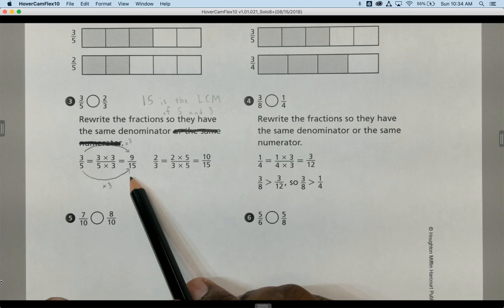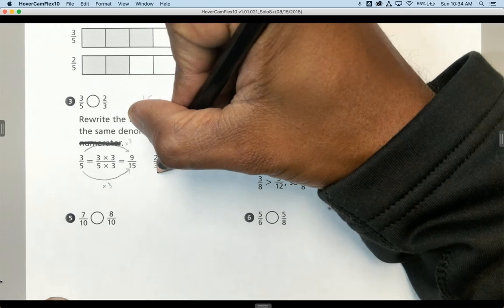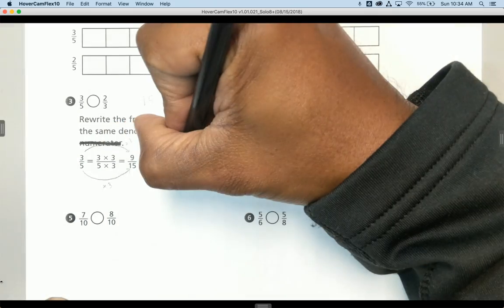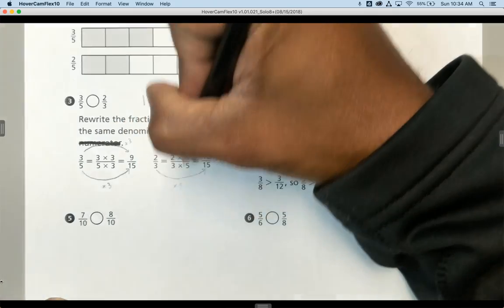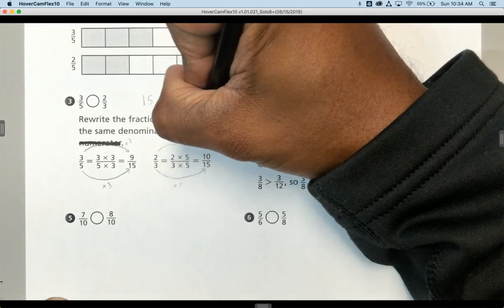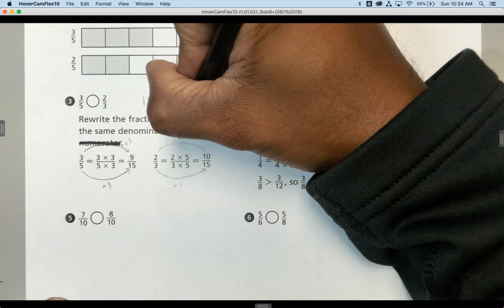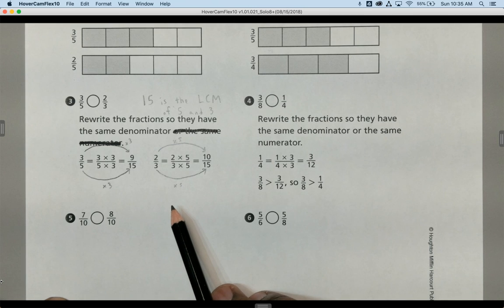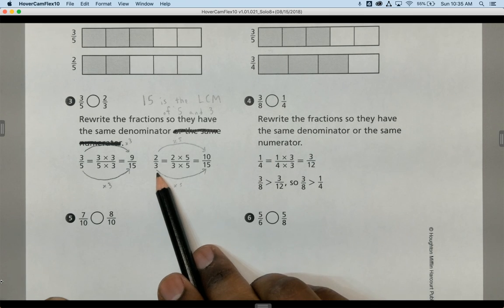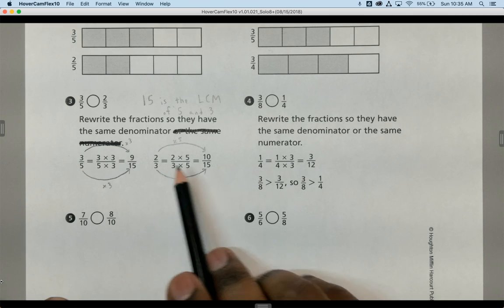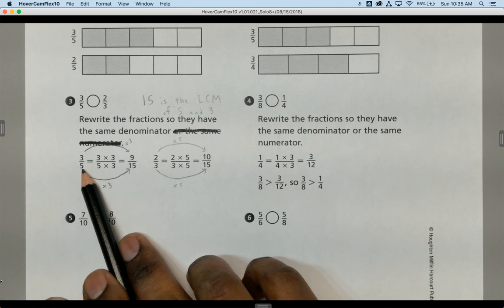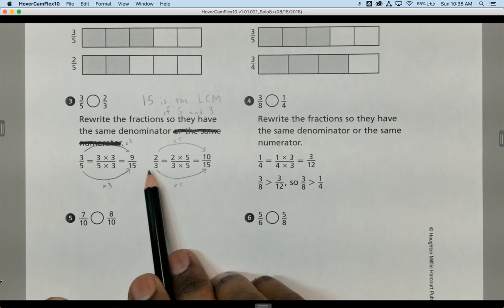And then over here, 2/3, if we start with a denominator of 3 and want to end up with 15, we're going to multiply by 5. What we do to the bottom, we must also do to the top. And we have shown how 2/3 gets rewritten as 10/15. 9 is less than 10. Therefore, 3/5 is slightly less than 2/3.